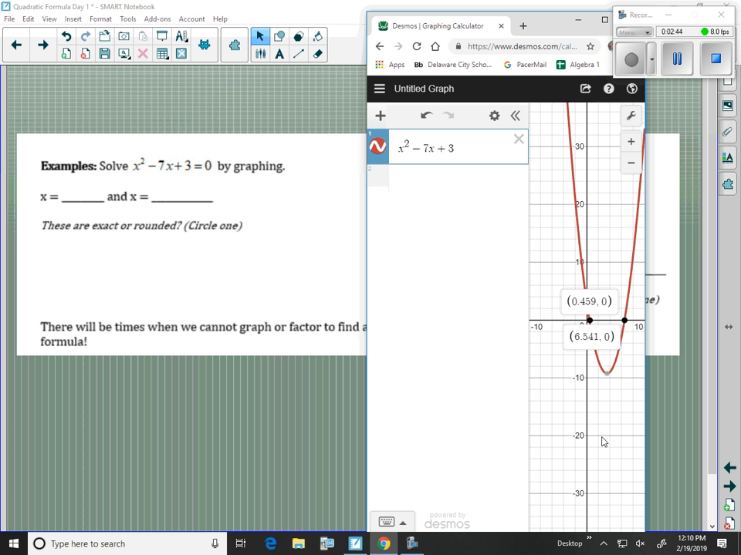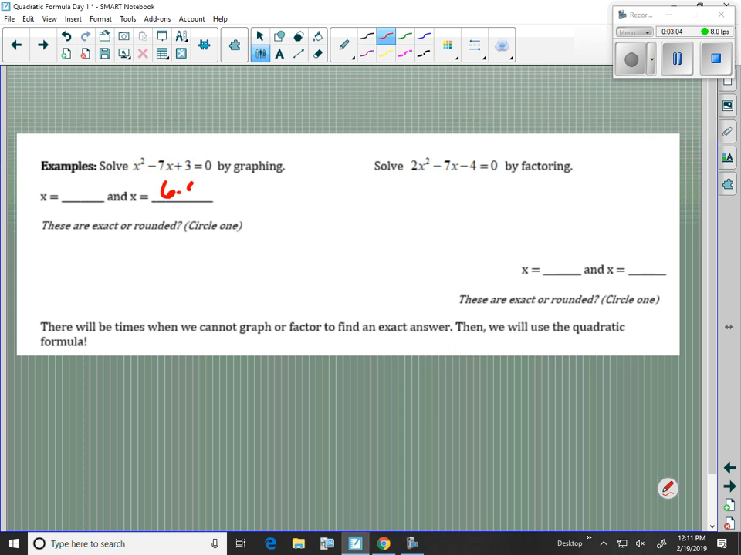Okay, so there we go. There's our Desmos. We can see that it crosses at 0.459 and 6.541. So go ahead and fill those in where it says x equals. x equals 0.459 and 6.541. Okay. Are these exact or rounded? Rounded. Yes, they are rounded.